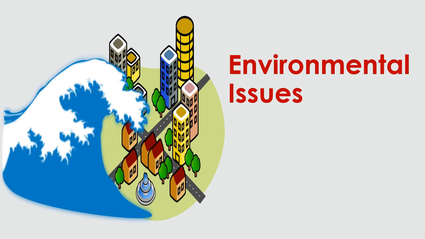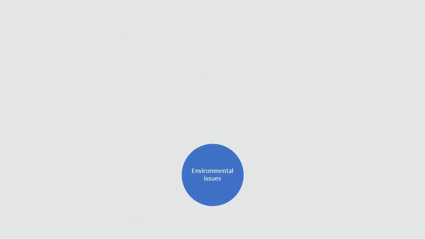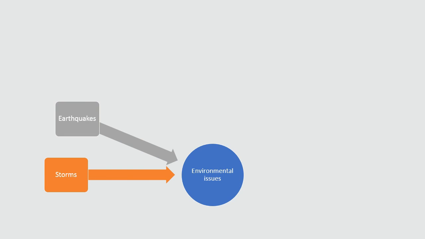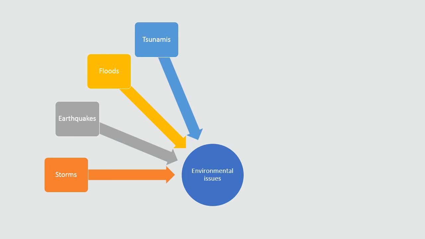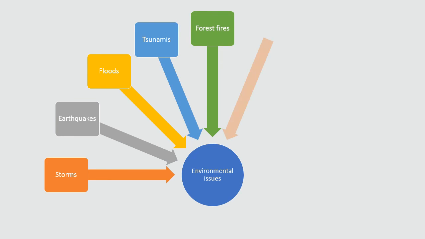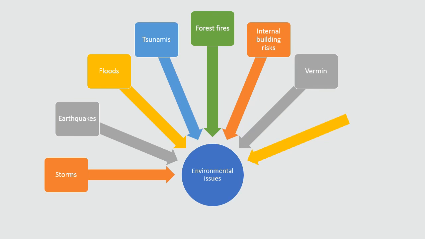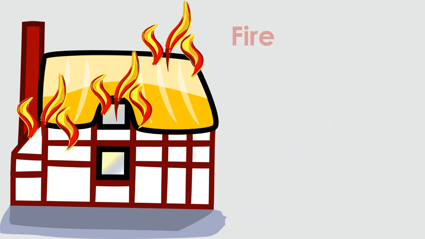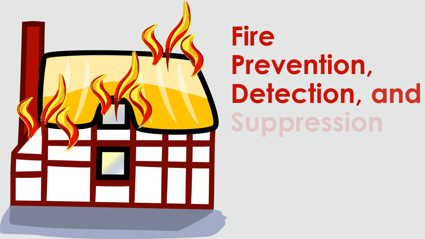Environmental issues. Considerations are storms, earthquakes, floods, tsunamis, forest fires, internal building risks, vermin, wildlife, and volcanoes. Fire prevention, detection, and suppression.